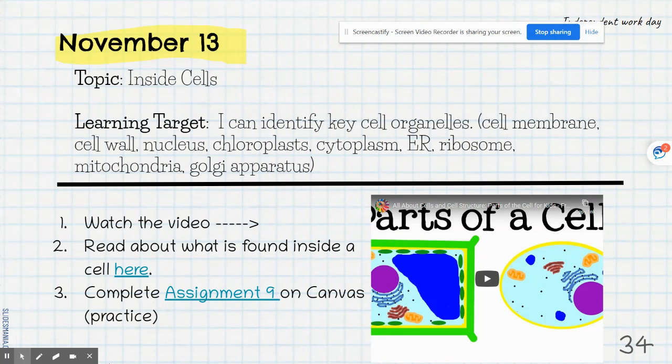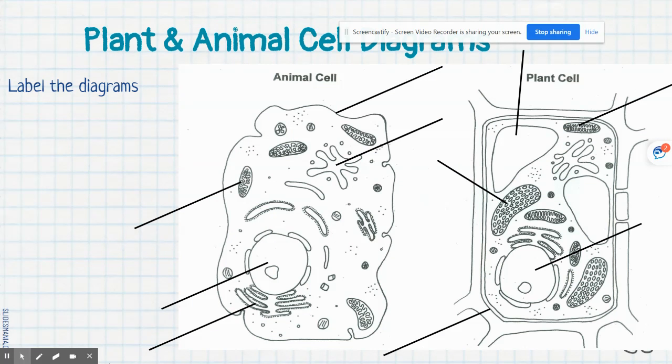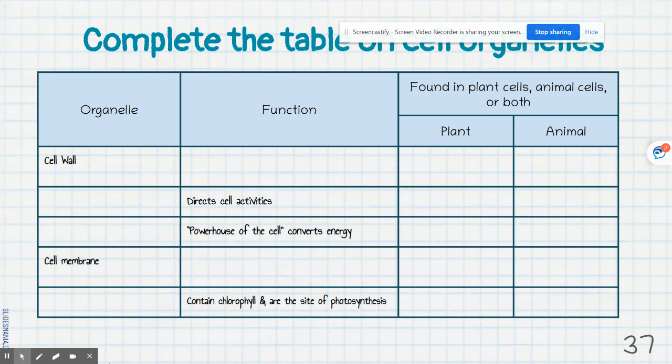Friday's work is watching the video, reading about what's found inside a cell, and then completing assignment 9. And then Monday's a continuation of that, looking at plant cells, being able to label diagrams, and then being able to identify the functions of the organelle.